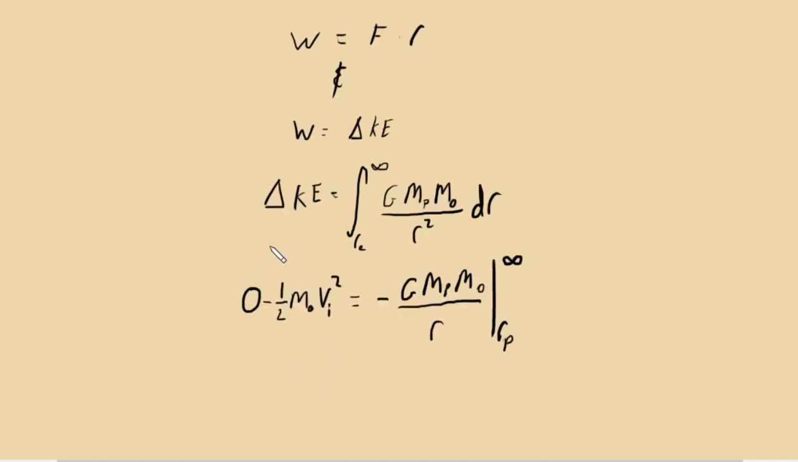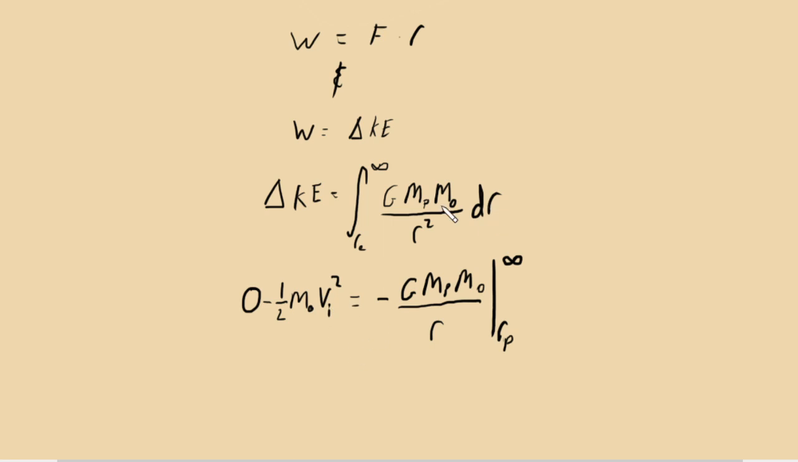And so the left side of the equation, our final kinetic energy when we get off to infinity, is going to be equal to 0, because we just want the minimum velocity to get to infinity, if that makes sense. It's more of an idea than anything. And then we're going to subtract that from our initial kinetic energy, 1/2 the mass of our object that we're shooting, multiplied by the initial velocity squared, which is what we're looking for, our escape velocity.